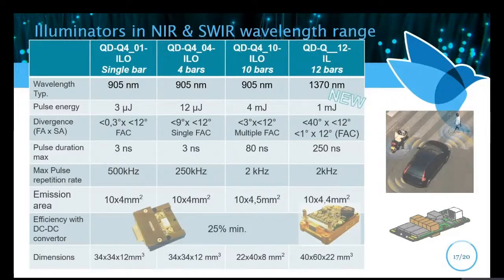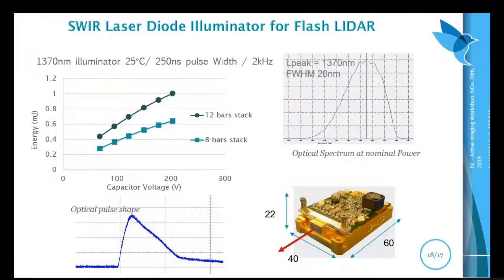The dimensions of the devices are mostly related to the heat load, and thus the average power and the pulse repetition rates. We do provide the full thermal solution fitted to the system if cooling is required. And finally, on the beam geometry, if required, fast axis collimation can also be provided.